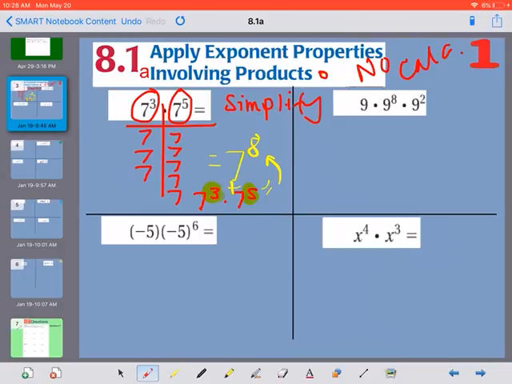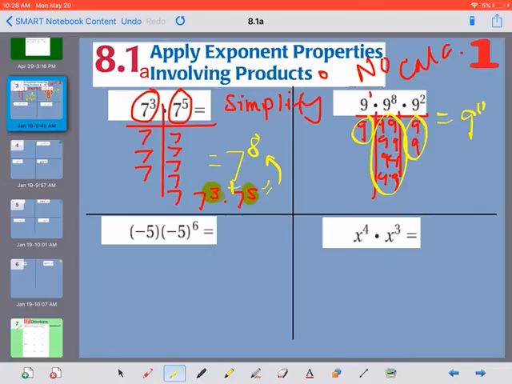Same thing if we take a look at the next one. If I make a little chart here, this is really 9 multiplied 1 time. This is 9 multiplied 8 times, 9 times 9 times 9 times 9 times 9 times 9 times 9 times 9. And then over here, this is 9 just 2 times. So how many times did we multiply the 9? Well, I'm going to count the big one first. 8 plus 2 is 10, plus 1 more is 11.